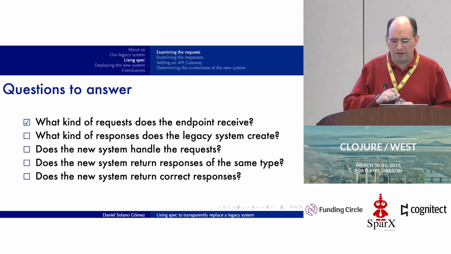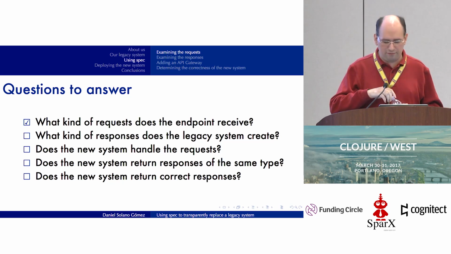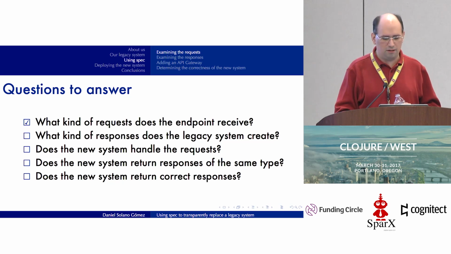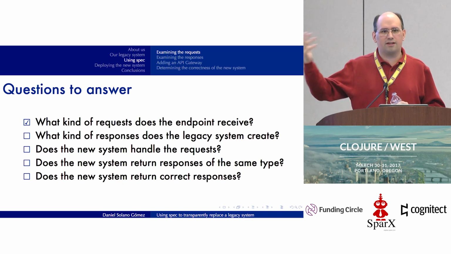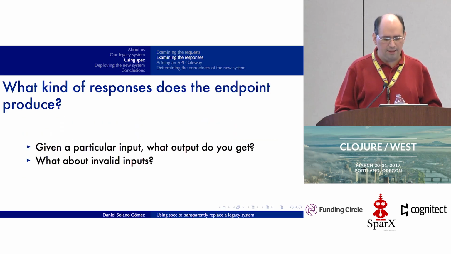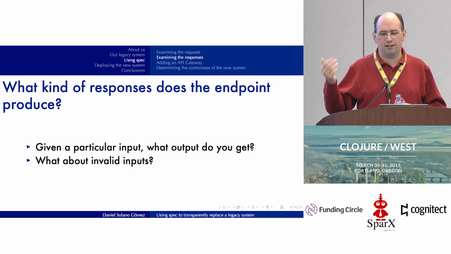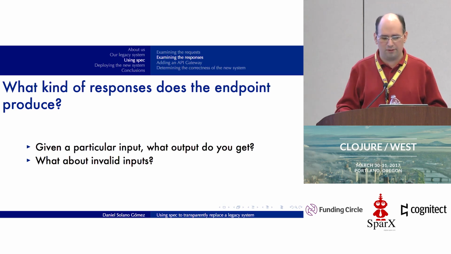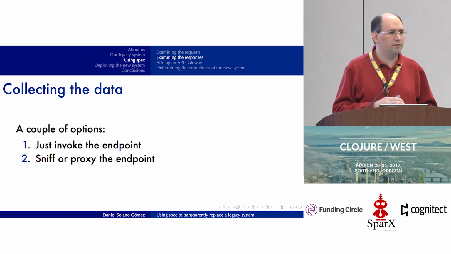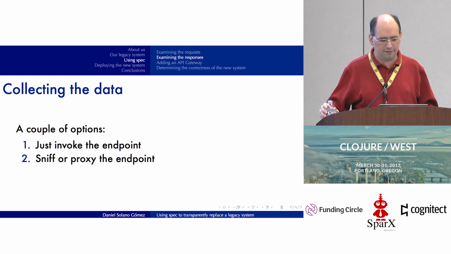So at this point, we've answered the first question: how is our client calling our application, our legacy system. So the next question is, given an input, what does the output look like? When you're doing this, you want to check not only valid inputs, which hopefully is what you're getting most of the time, but also invalid inputs. There's a couple of ways, again, that you can collect this data.